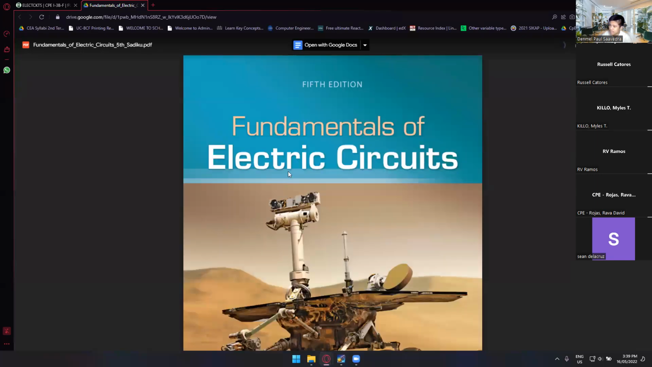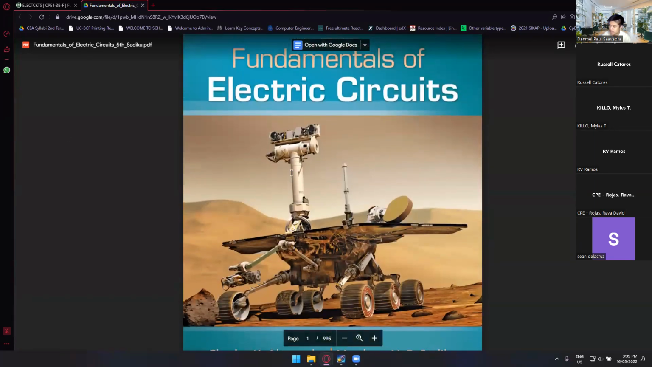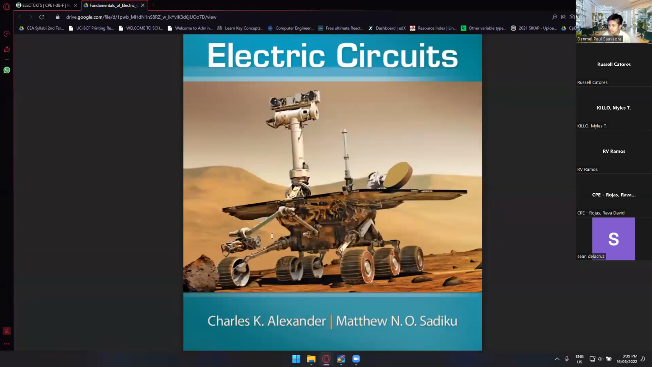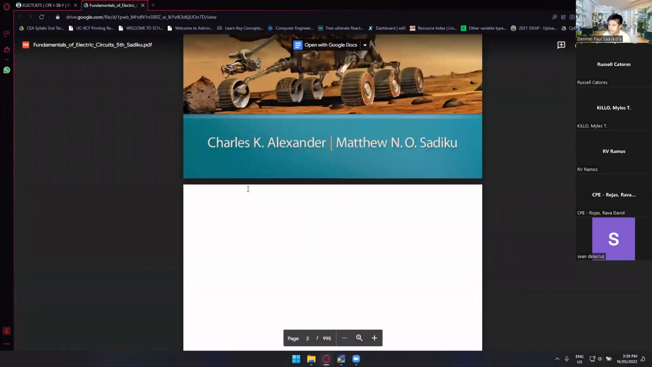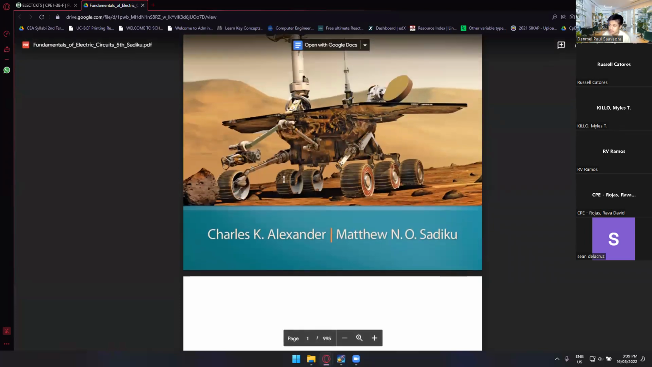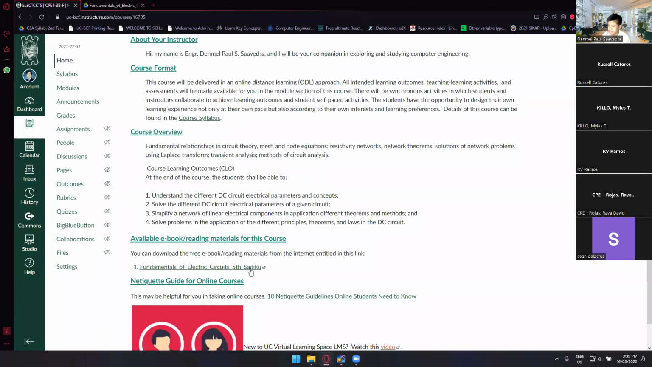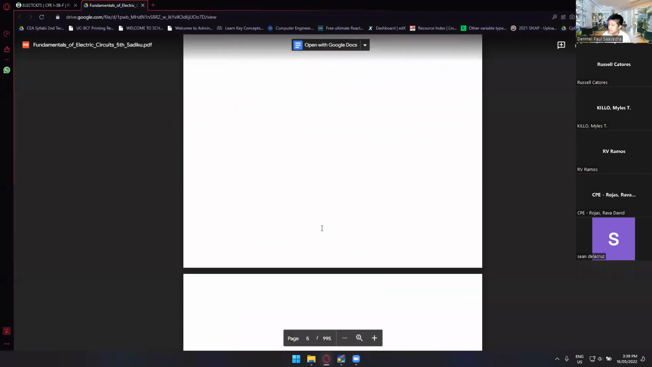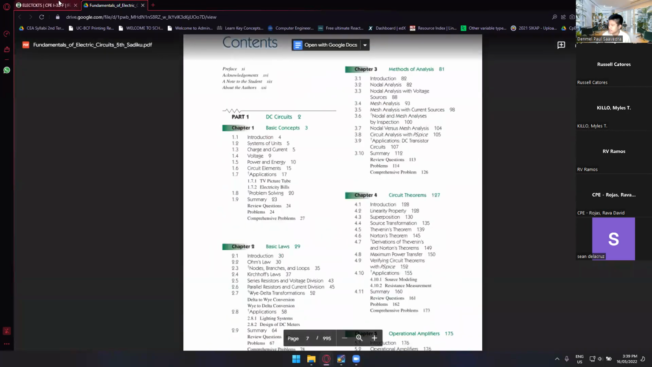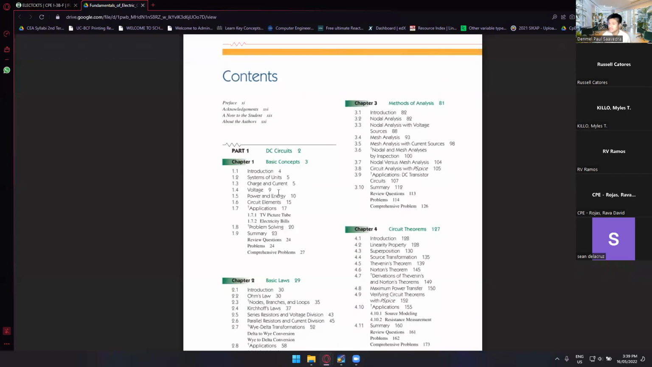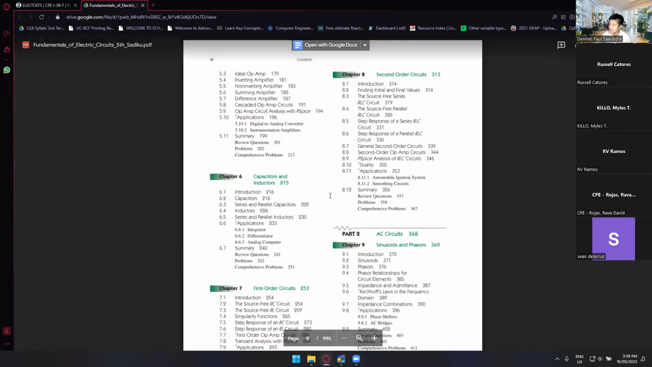Though this is not the book that I'm using, I'm really using the book of Charles Siskin. This one was made by another Charles, but not Siskin. It's Charles Alexander and Matthew Sadiku, so by Sadiku and Alexander. Just check this one out later, or you can download it so you can have your own copy. You will see here the basics of basics.